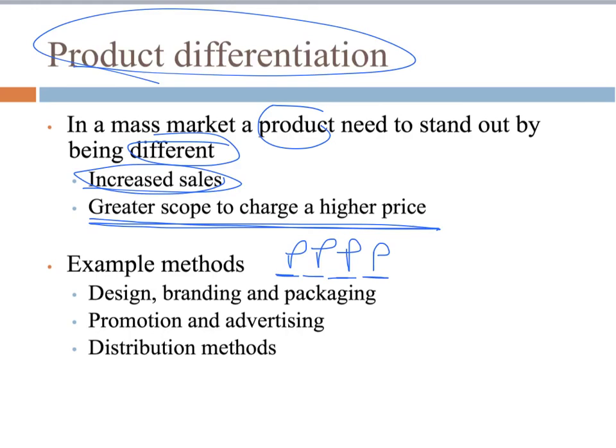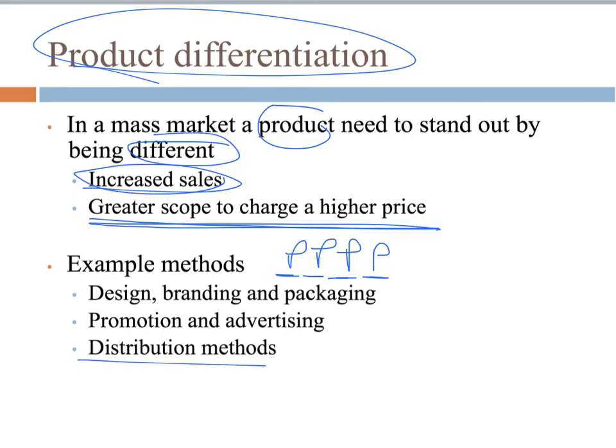So for instance, the trainers that we buy from Nike, are they necessarily better in quality than the trainers you might buy from Aldi or Tesco? Or have they just got a better brand image? Have they got a better brand name?